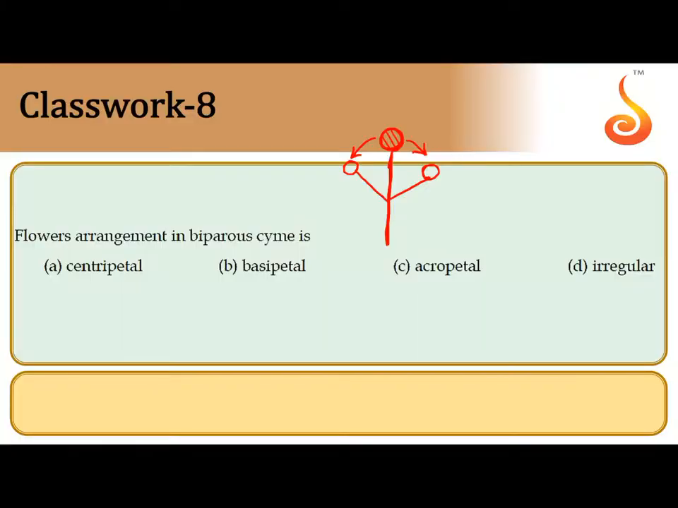Because the branching occurs both on the left side and the right side of the main floral axis, we call it biparous or dichasial cyme. And what kind of an arrangement is this, where the older flowers are at the apex and the younger flowers are at the base? We call this type of arrangement basipetal succession.